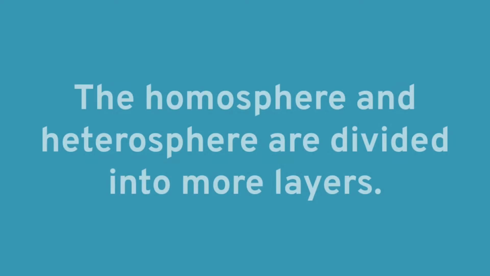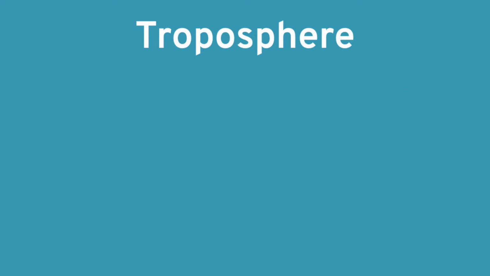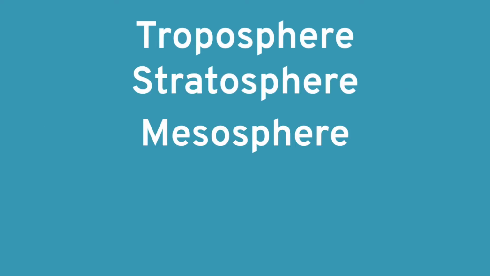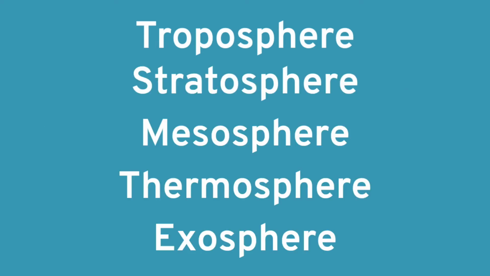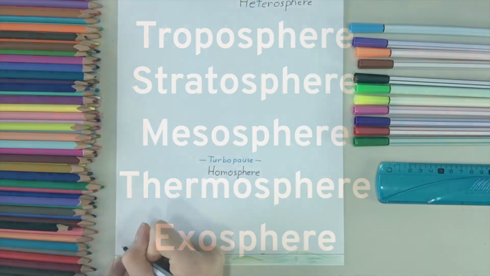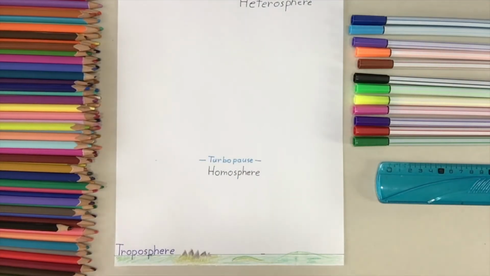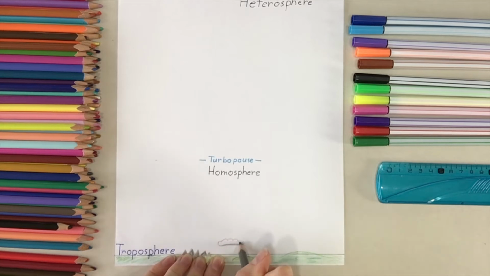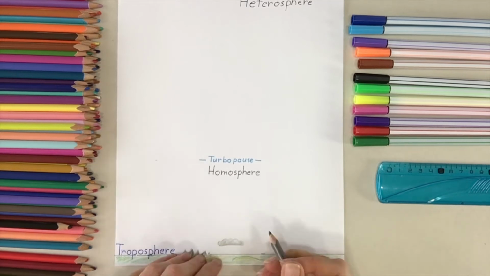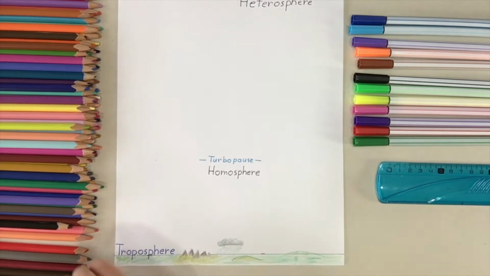Remember I mentioned that the homosphere and heterosphere are divided into more layers? These layers are called the troposphere, stratosphere, mesosphere, thermosphere, and exosphere. These divisions of the atmosphere are based on the temperature and density of each layer. The troposphere is the layer that reaches right to the surface of the Earth, where all the weather phenomena occur. It is the most dense layer due to the weight of the air pressing down from above.